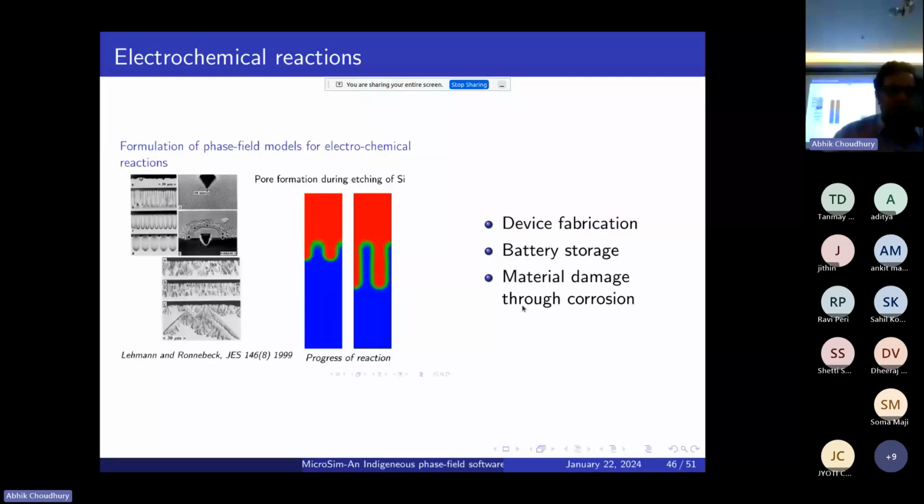So a host of things that we can do once you put in electrochemical reactions and add them to your framework. So this will be something that we will add.